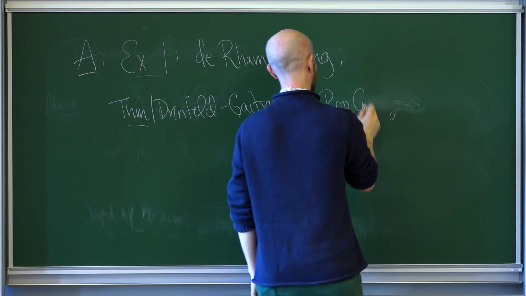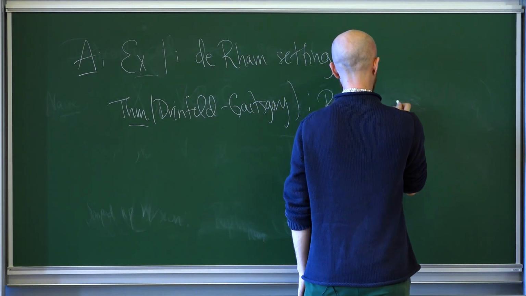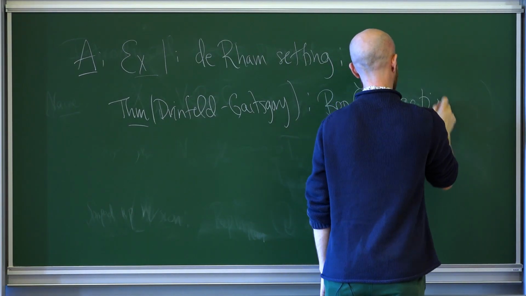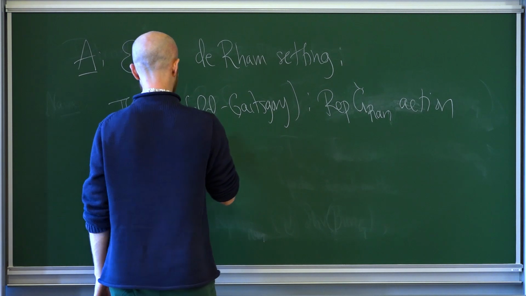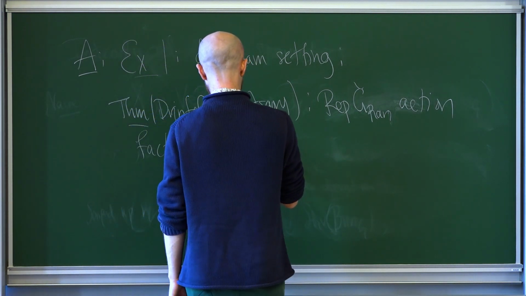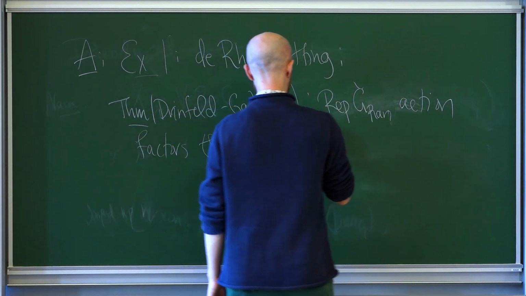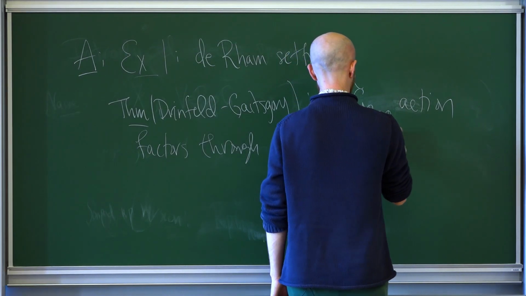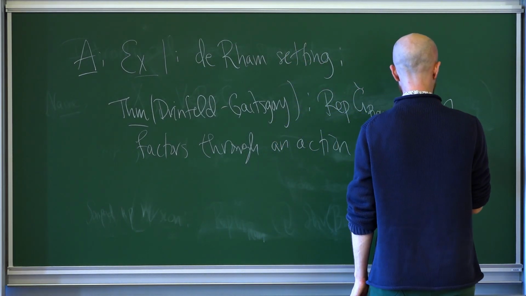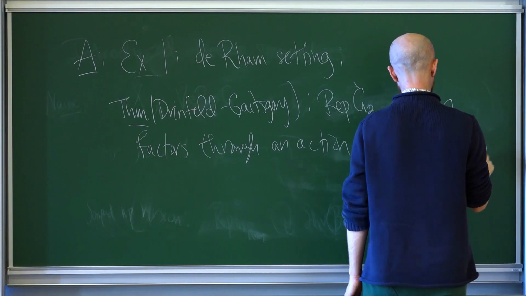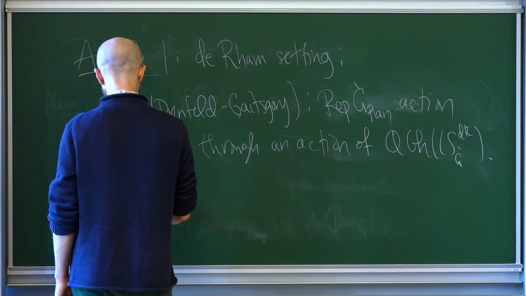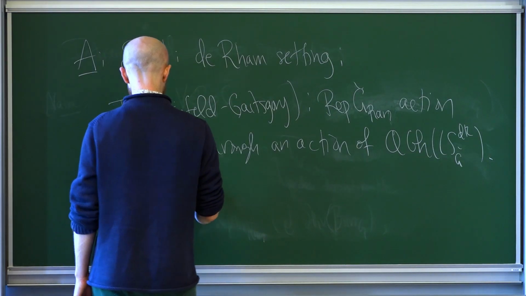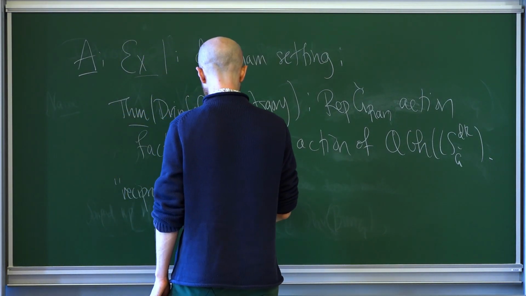This Rep G-check Ran action factors through the action of QCoh of Loc_sys G-check de Rham. So this is kind of reciprocity for Hecke eigenvalues.